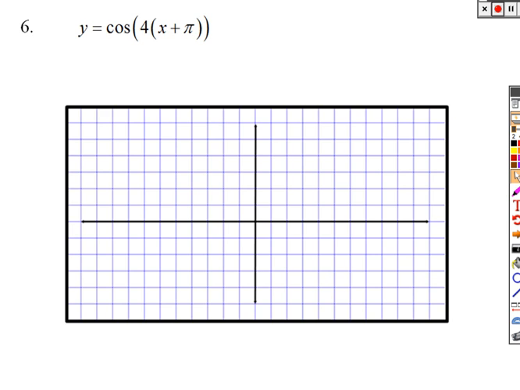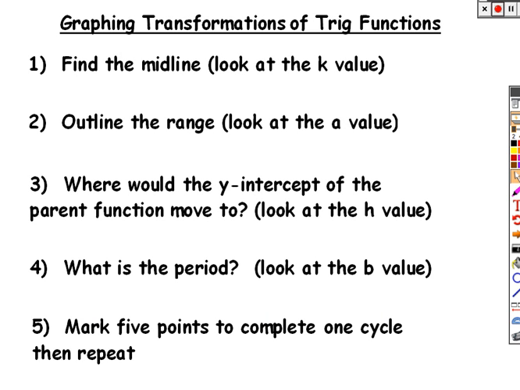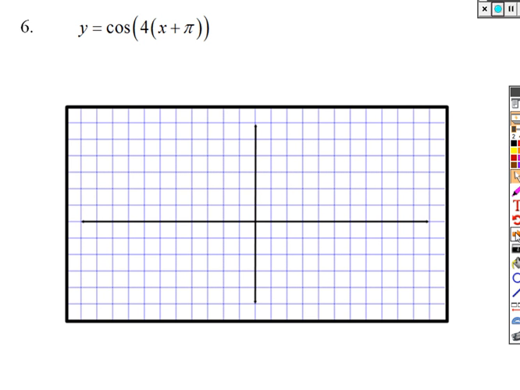The midline is going to move if there's a number that I'm adding on to the end of the trig function. So since there is no k value, as we're going to call it, the midline should just stay at y equals 0. So right here, the x-axis, that's my midline.